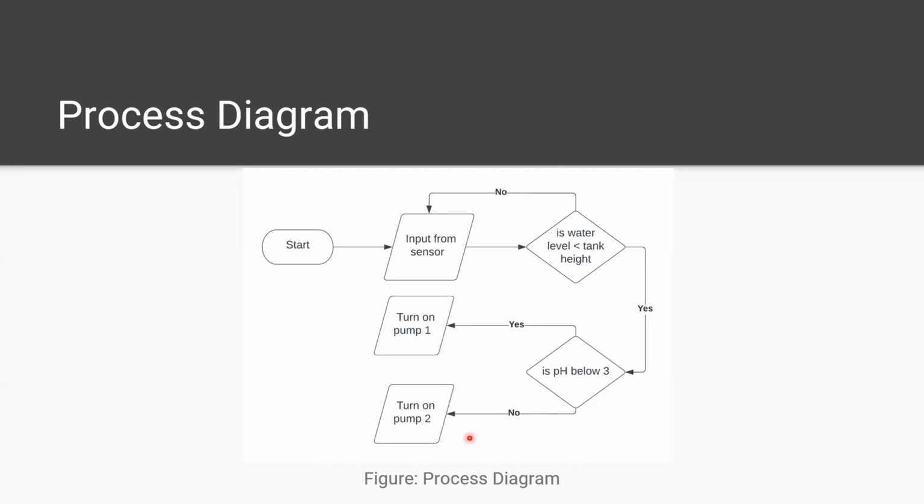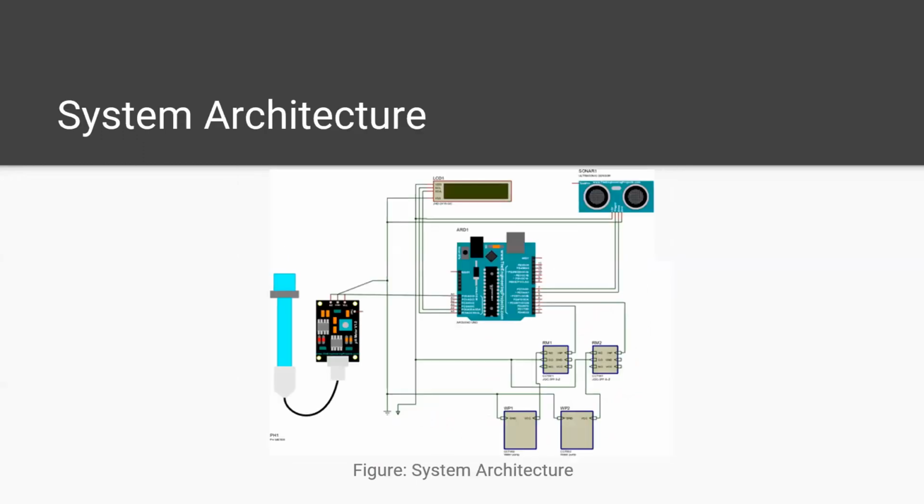the main water storage. So in the system architecture, for our system, we have used an Arduino Uno. However, it can be implemented using an Arduino Nano too. We have used the pH sensor to take input of the pH level of the stored water, and we have used a sonar sensor to receive the input of the water level height.